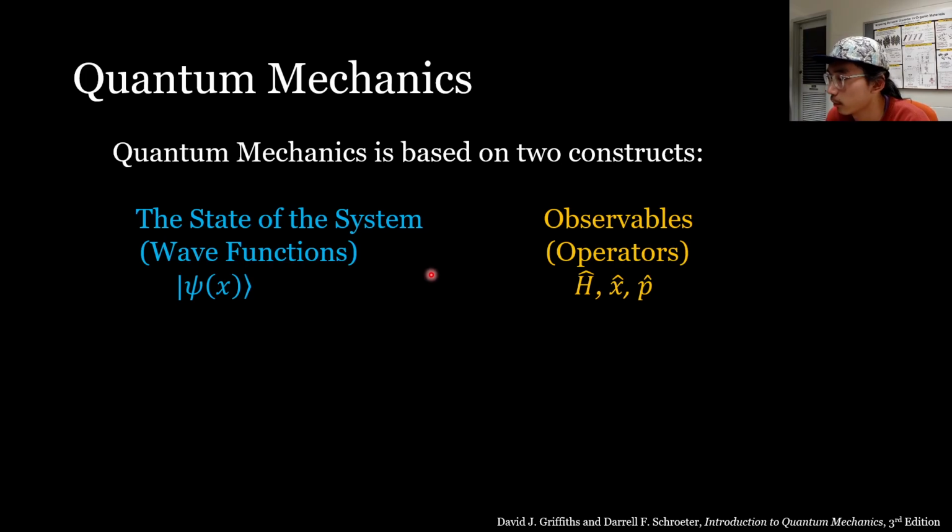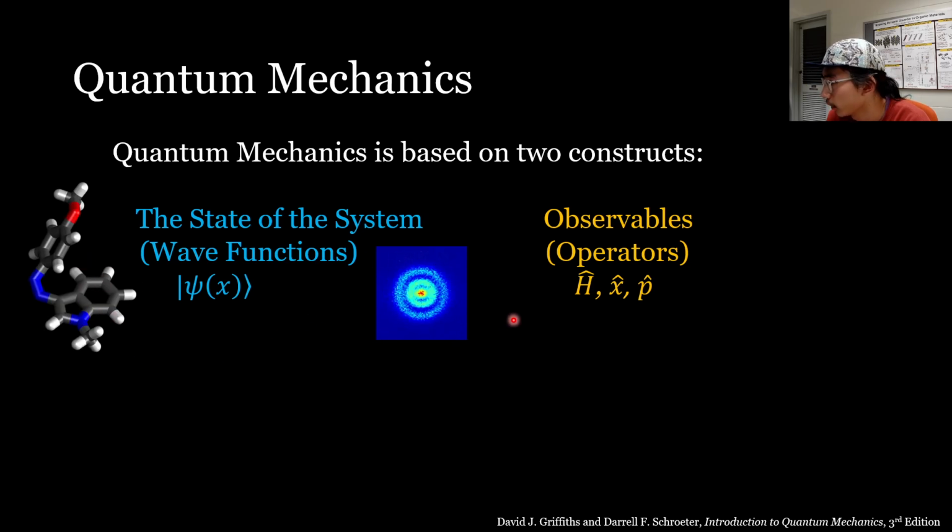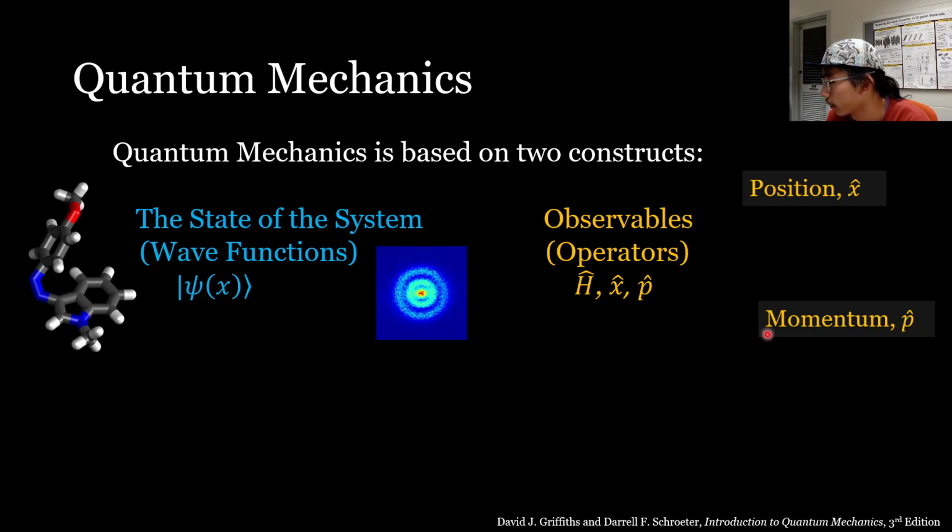Quantum mechanics is basically based on two constructs. First, you have the state of the system. We describe them with wave functions. And there are also observables, which we represent as operators. So examples of the state of the system could be an atom. This is a picture of a real hydrogen atom. Could be some molecule. And for observables, they could be position, momentum, or energy.